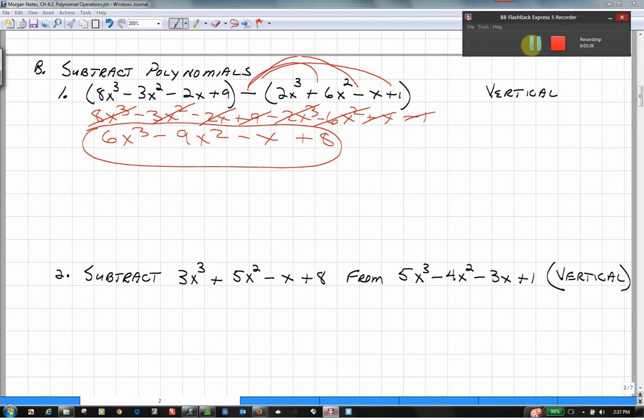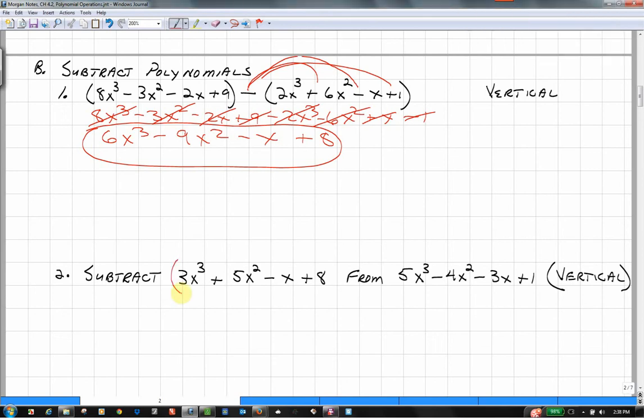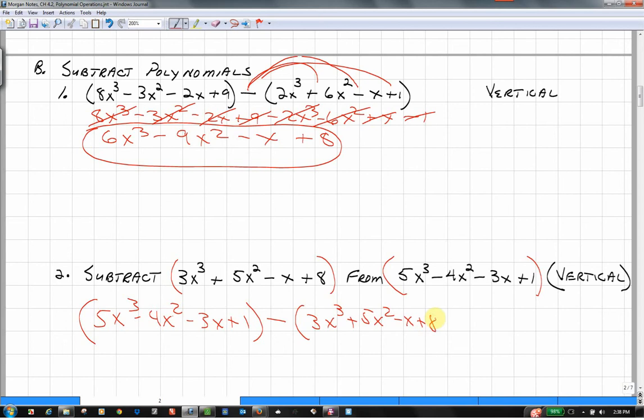Okay, the next one is another subtraction problem. I'm just going to set it up because it says I'm going to subtract this piece from this. So what I would start with is 5x cubed minus 4x squared minus 3x plus 1. And now I'm going to subtract from that the entire polynomial. So I've got to put it in parentheses, 3x cubed plus 5x squared minus x plus 8.